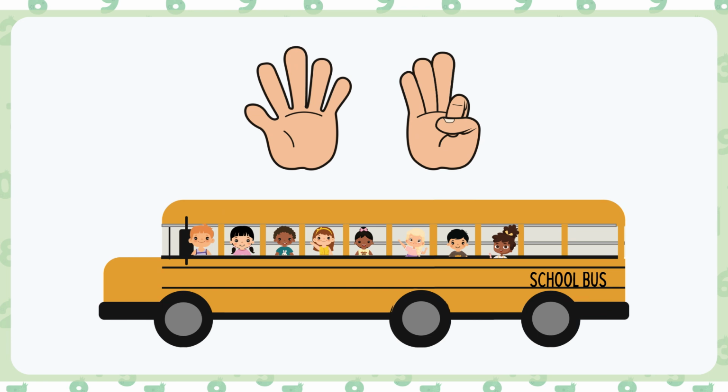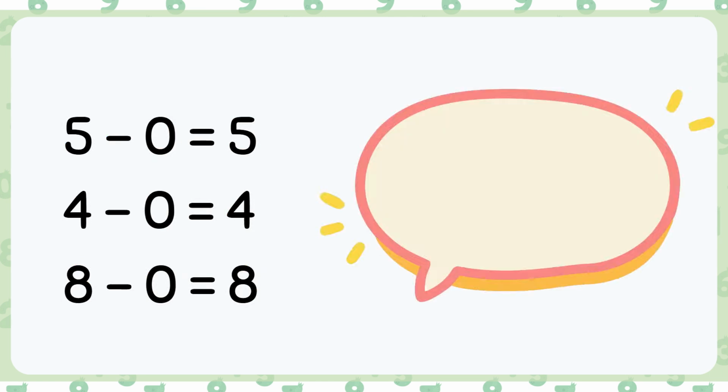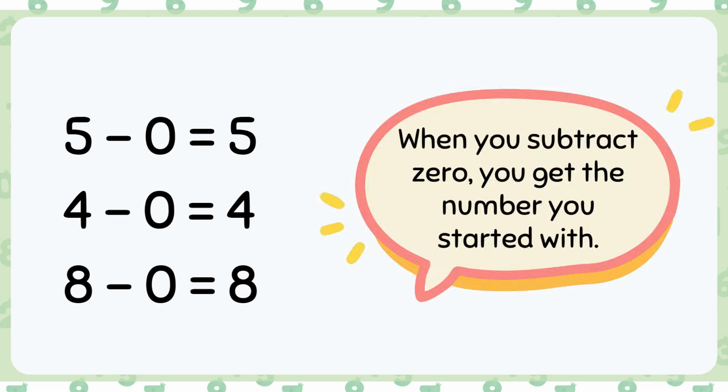All right. And when we subtract 0, the number that we started with is the total at the end. Because look at all the numbers we've done. 5 minus 0 equals 5. 4 minus 0 equals 4. 8 minus 0 equals 8. We could say that every time you subtract 0, you get the number you started with. Because the change that we're showing is that there was 0 change. So we're going to still stay with the number that we started with every single time.